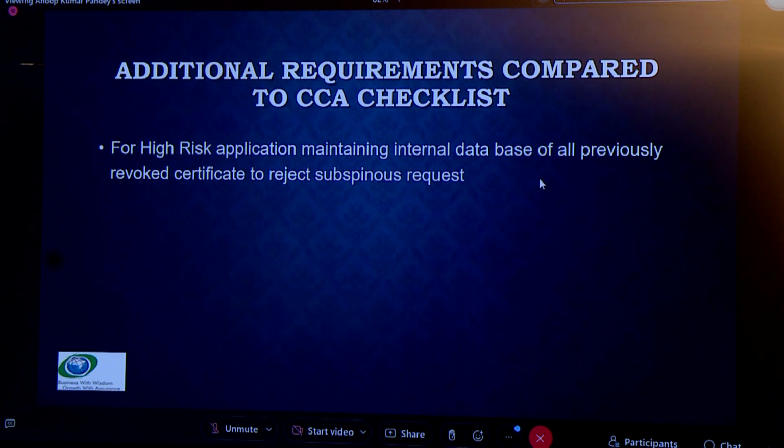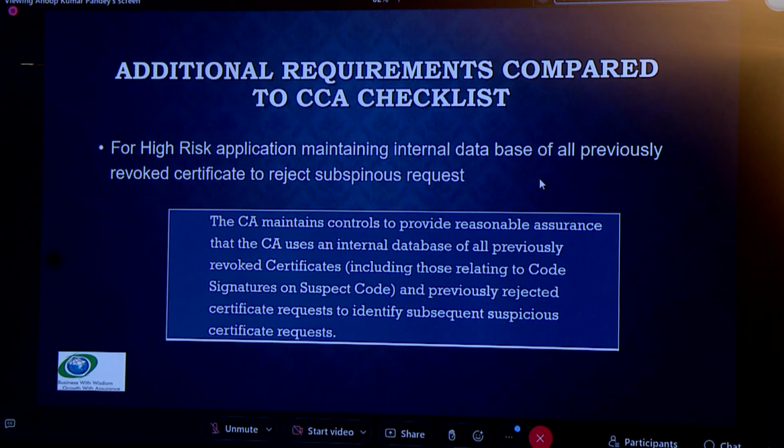Then the high risk application: maintain an integrated database for previously revoked certificates. See, there is a possibility that a revoked certificate comes, somebody is applying. So you need to maintain a database for checking whether this certificate was revoked earlier. We only publish CRLs, but we need to do some analysis on the revoked certificates. If somebody applies later, we need to check and then keep it permanently shut. So the CA maintains a control to provide reasonable assurance that the internal database of all the previously revoked certificates is checked.